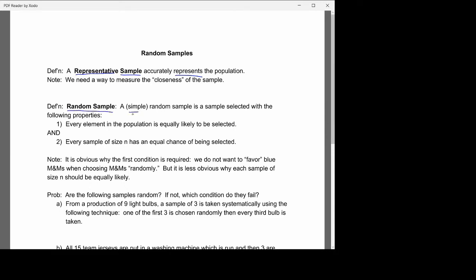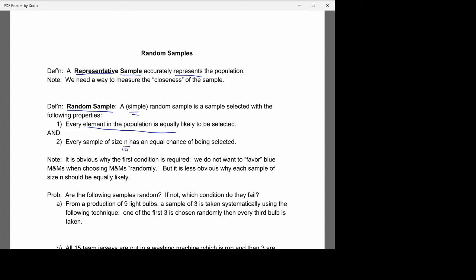A simple random sample has two properties. First of all, every element in the population has to be equally likely. So no one's more likely than anyone else to get selected if it's people. And also, every sample of size n, where n can be any number, has an equal chance of being selected as any other sample of size n. So every sample of size 10, for example, would be just as likely as any other sample of size 10.